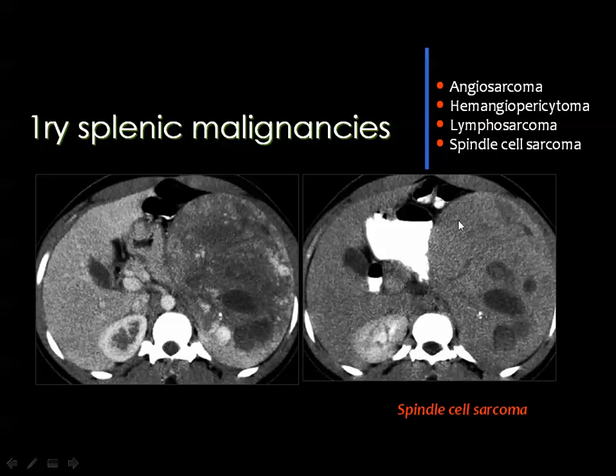And this is an example of a spindle cell sarcoma of the spleen. You got a huge splenic enlargement being infiltrated by a mass with central areas of necrosis and areas of contrast enhancement. This is in the arterial phase, and this is in the delayed phase.